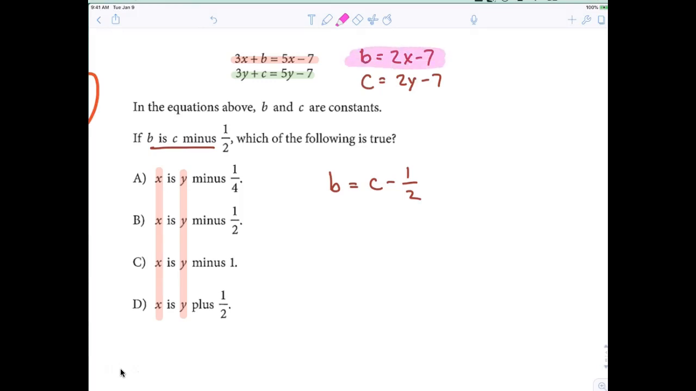So now what I'm trying to get you to realize is that this part right here, b is equal to 2x minus 7. That means wherever I see a b, I'm going to put 2x minus 7.